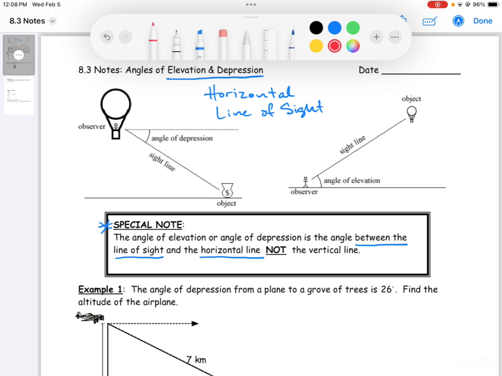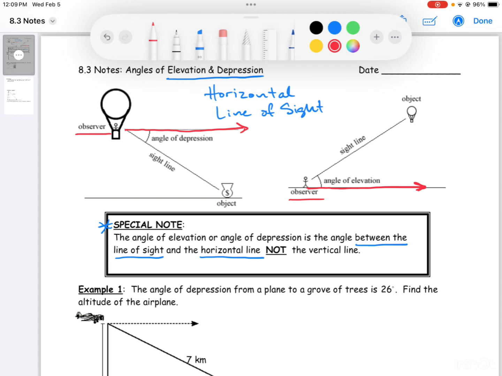And then if we look at the two examples we have up top, a line of sight implies that somebody is looking at something. And so we have an observer, okay? We have an observer in both of our situations. And the horizontal line is going to be a line created just by going straight out from that observer. So in the case of the person in the hot air balloon, the line is up in the air. The person on the ground, the line is the ground, okay?